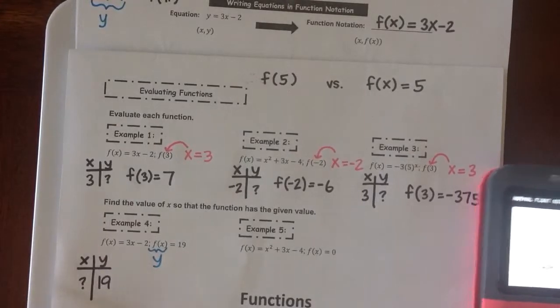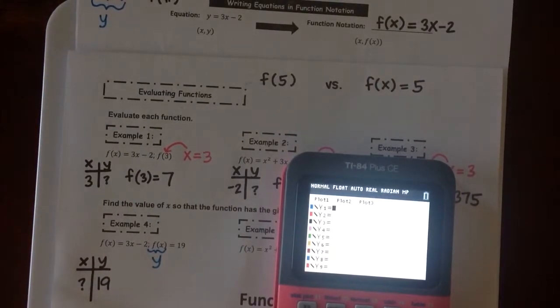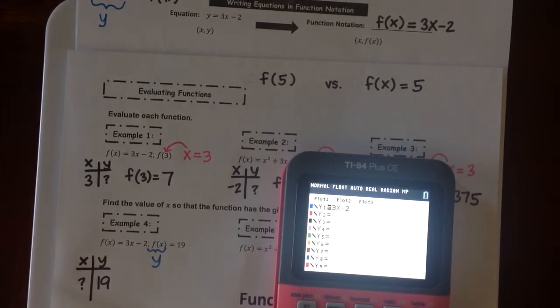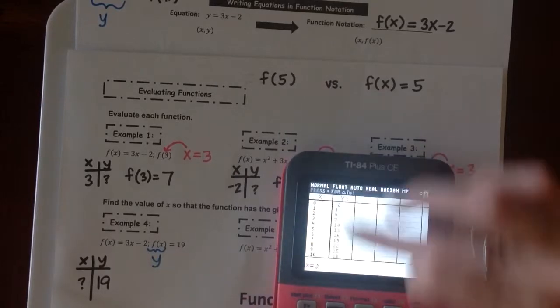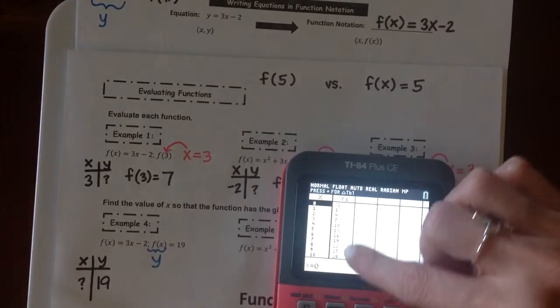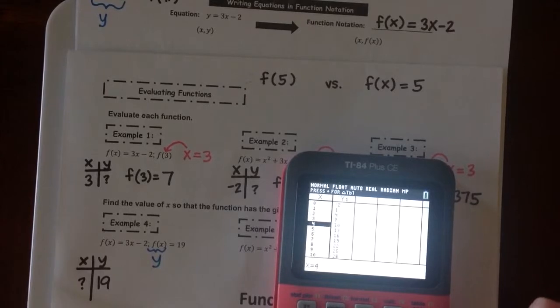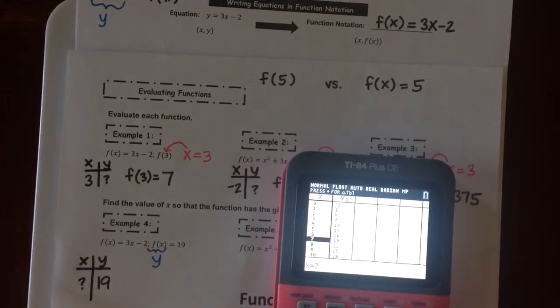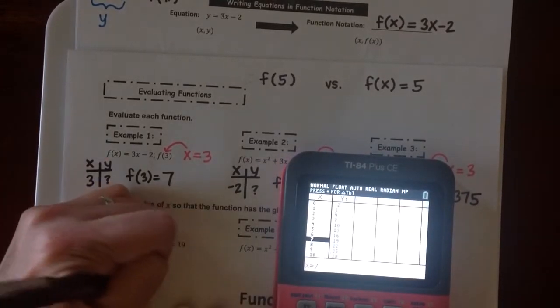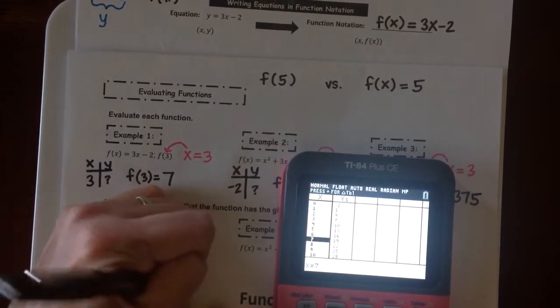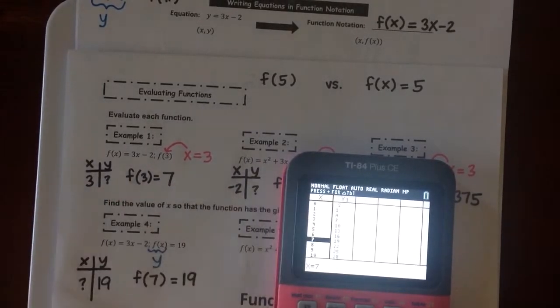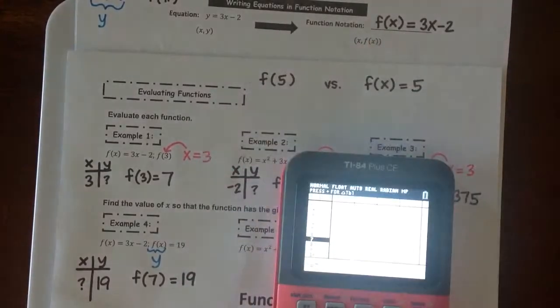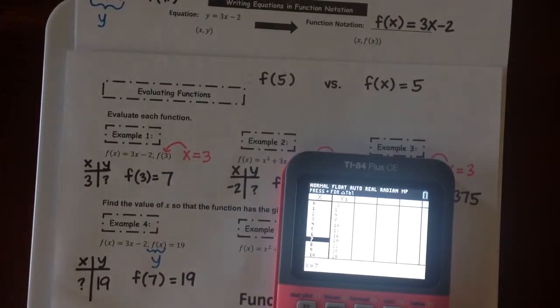So we're going to go to y equals, we're going to type in 3x minus 2, and now we're going to have to go to the table. That's the only place that we have to get outputs, okay? So we're looking for a 19. So I'm going to scroll down until I see a y value of 19. There we go. And look what our x value is. Our x value is 7. So f of 7 will give me an output value of 19. So this is just going backwards. It's doing the opposite of what we did here. They're giving you the y value and asking you for x.